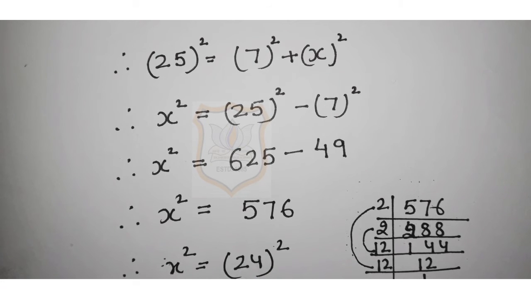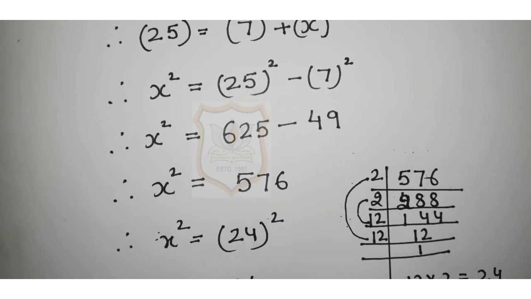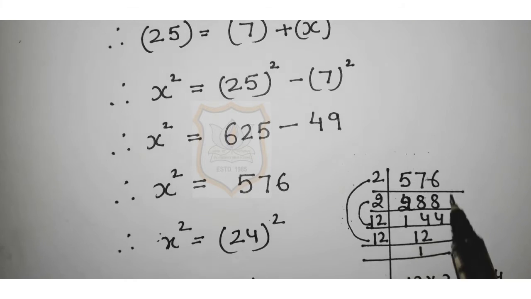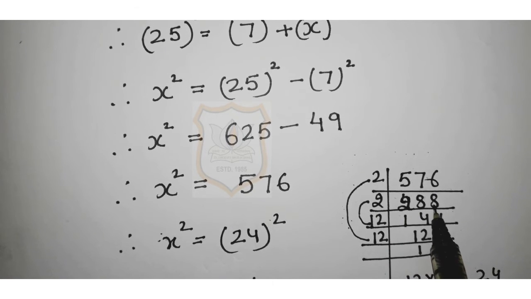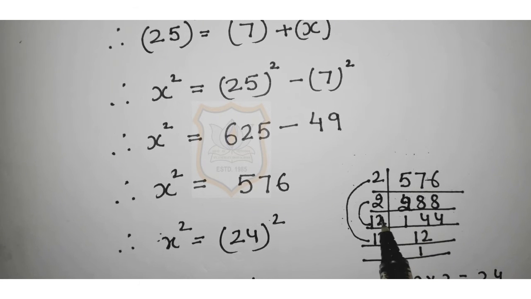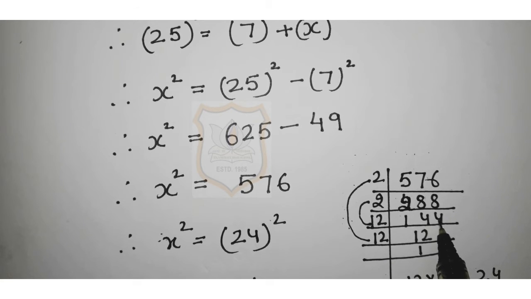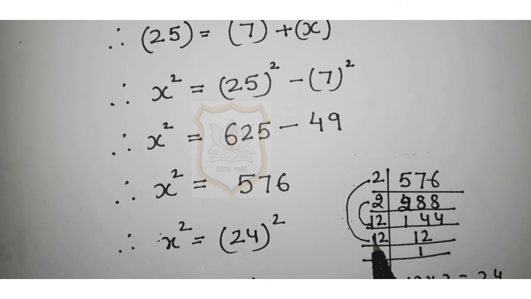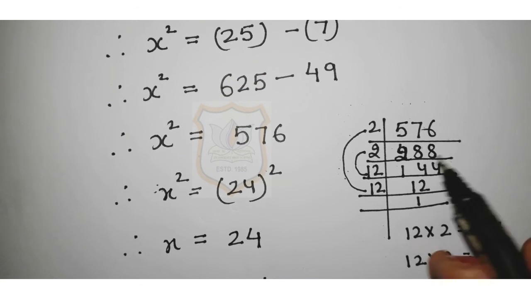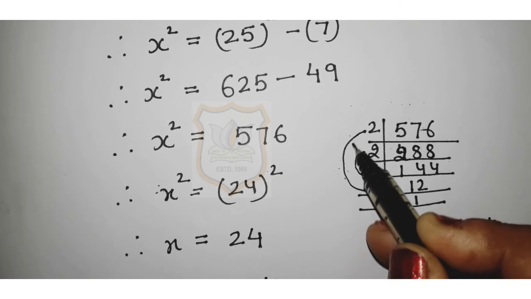Now student, again we have to find out that number which is the square of 576. To find that, we have to take out the LCM of 576. Now 288 times 2 is equal to 576. Again 144 times 2 is equal to 288. 12 12s are 144. Now we will make pairs of them, 12 into 2 and 12 into 2.